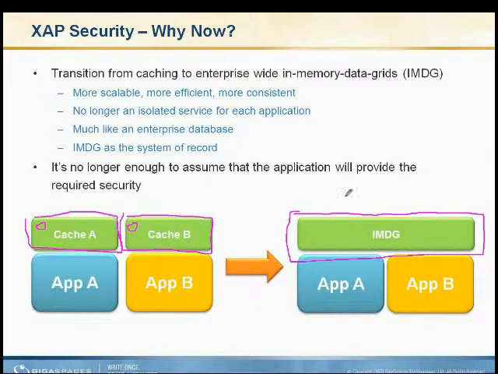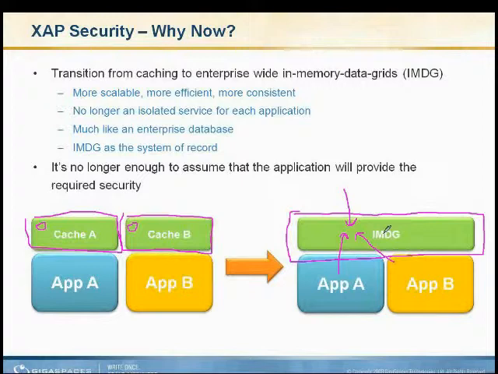So we can cache data here, and we can have both application A and B access the same data, not having to replicate it across all the applications in the cluster. So basically, this is a more scalable, more efficient, and more consistent model. Consistency, of course, comes from the fact that we have only one copy of the data instead of two.